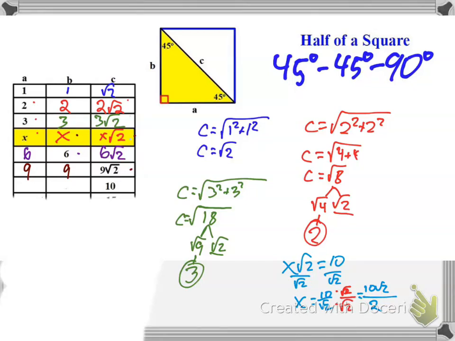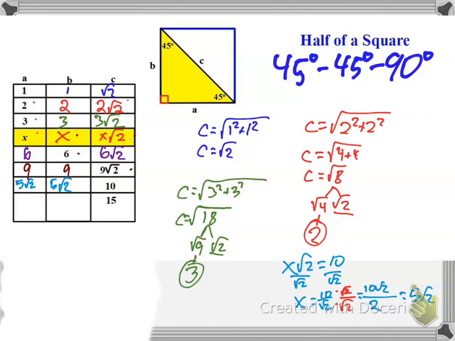This is a fraction, so we do want to simplify it if possible. 10 divided by 2 is 5. So this is 5 square roots of 2. And so that's my x. So that's my A, and my B is 5 square roots of 2. Let's do one more. All right, so 15. Not a big deal, we can do that.